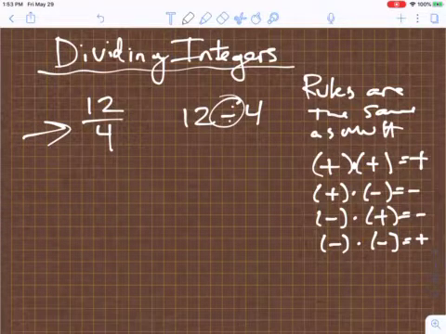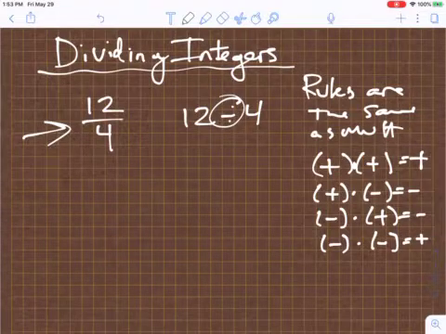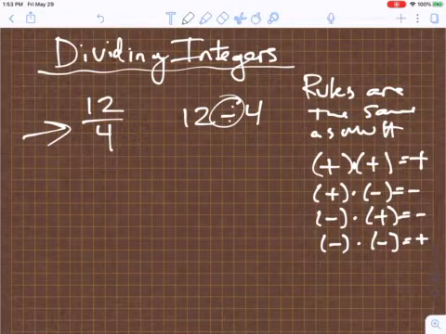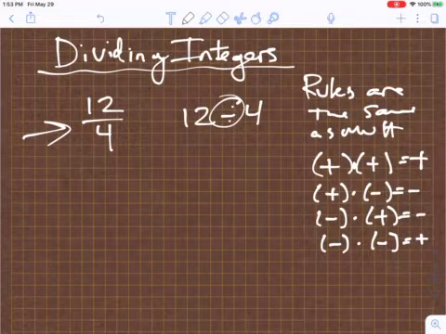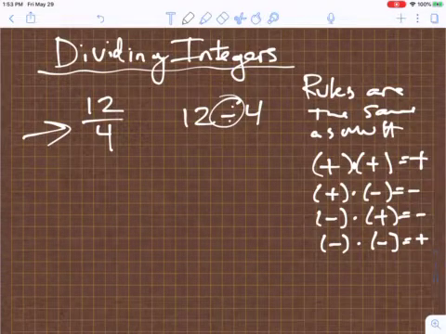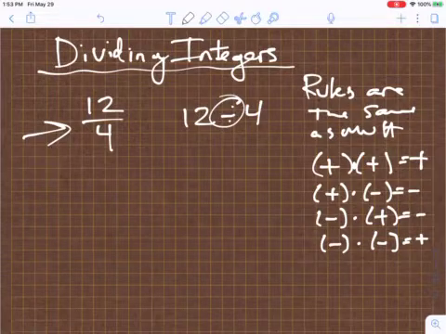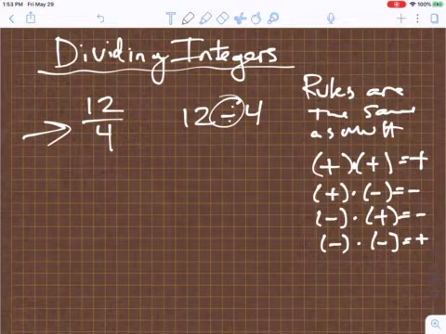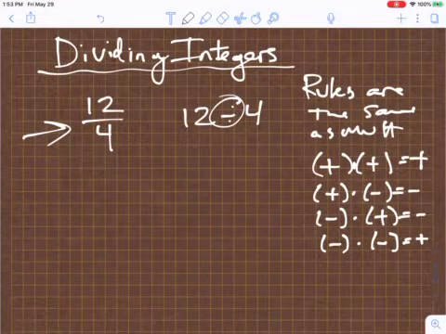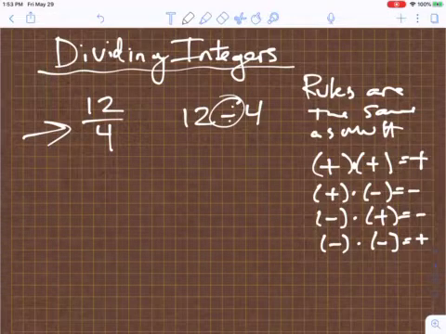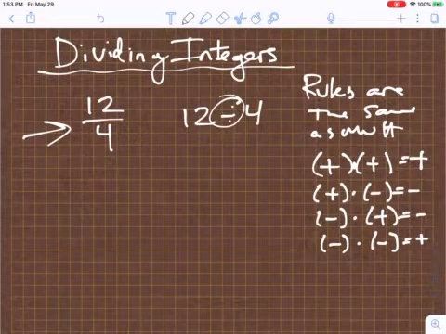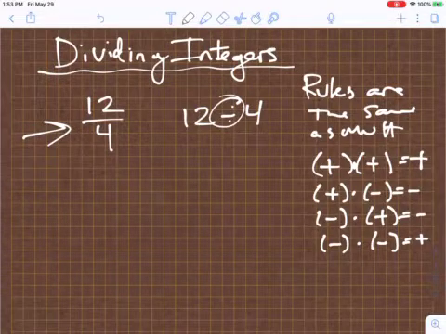If you have more than two things that you're multiplying, you look to see if you have an even or an odd number of negative signs. That will tell you whether your result is negative or positive. If it's odd, it will be negative. If it's even, it will be positive, because the even means you can make pairs of negatives that cancel each other out. So the rules for dividing use the same thing.